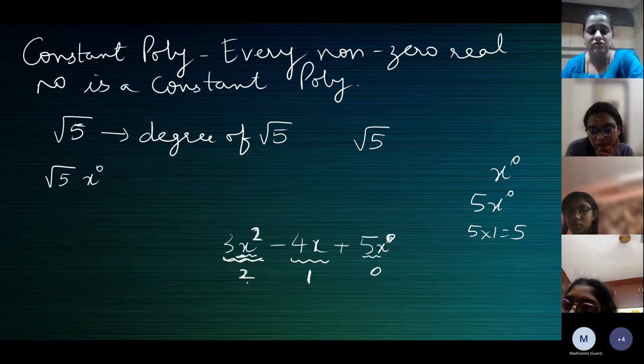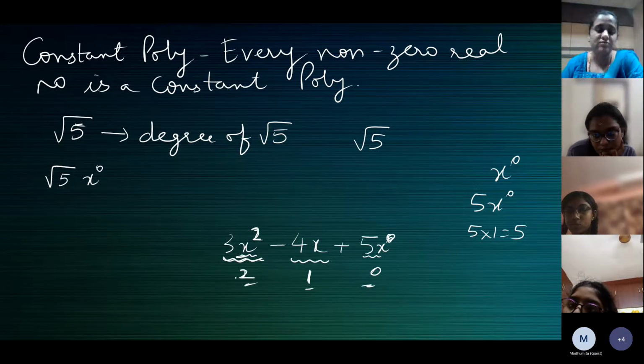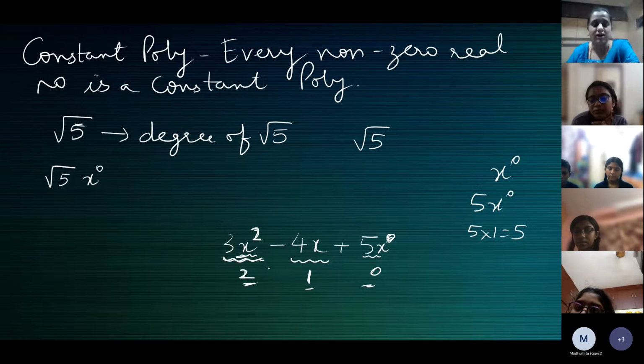And the powers are 2, 1, 0. The highest power is 2. So we call it a quadratic polynomial in one variable x, quadratic because the highest power is 2. So the degree of the polynomial is 2, and since the degree is 2, it's called a quadratic polynomial in one variable x.